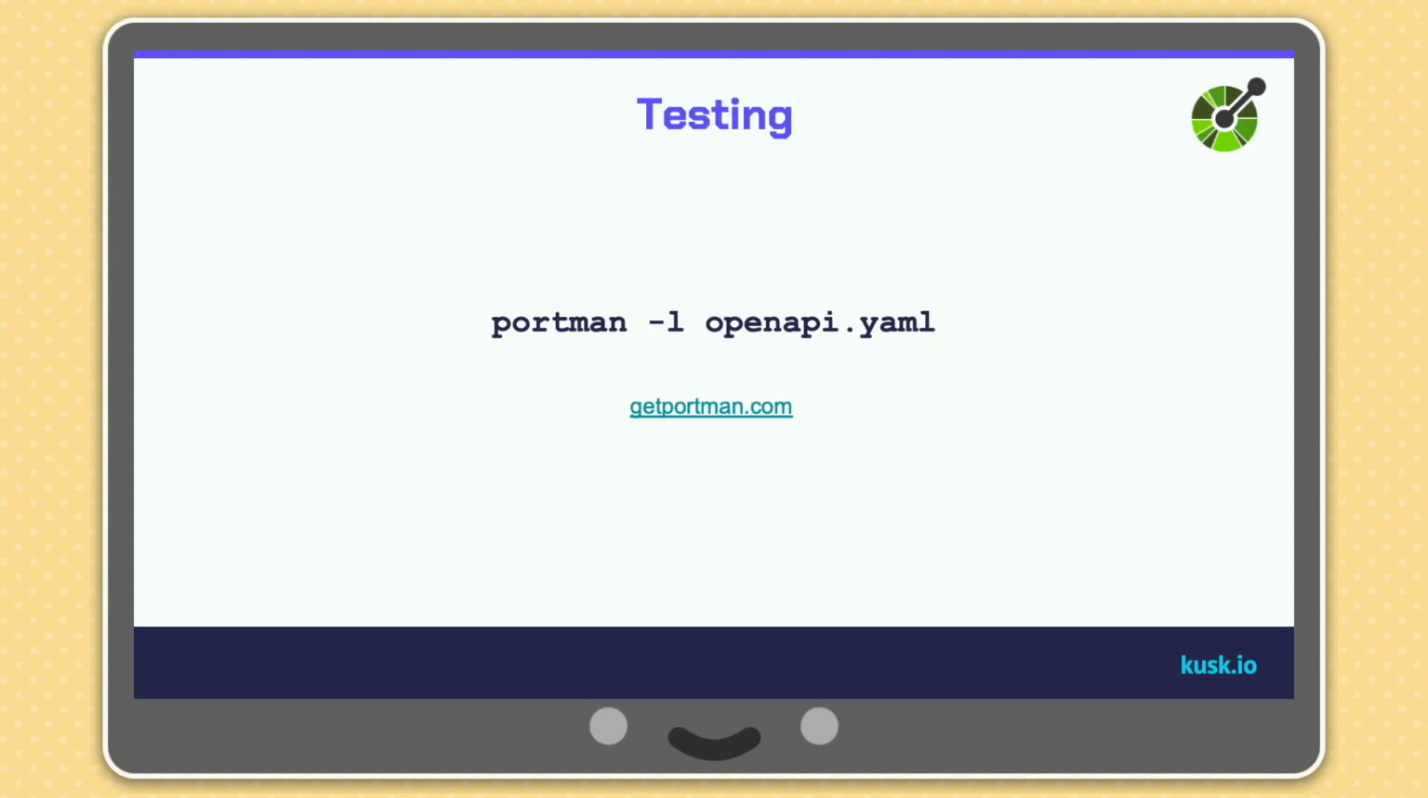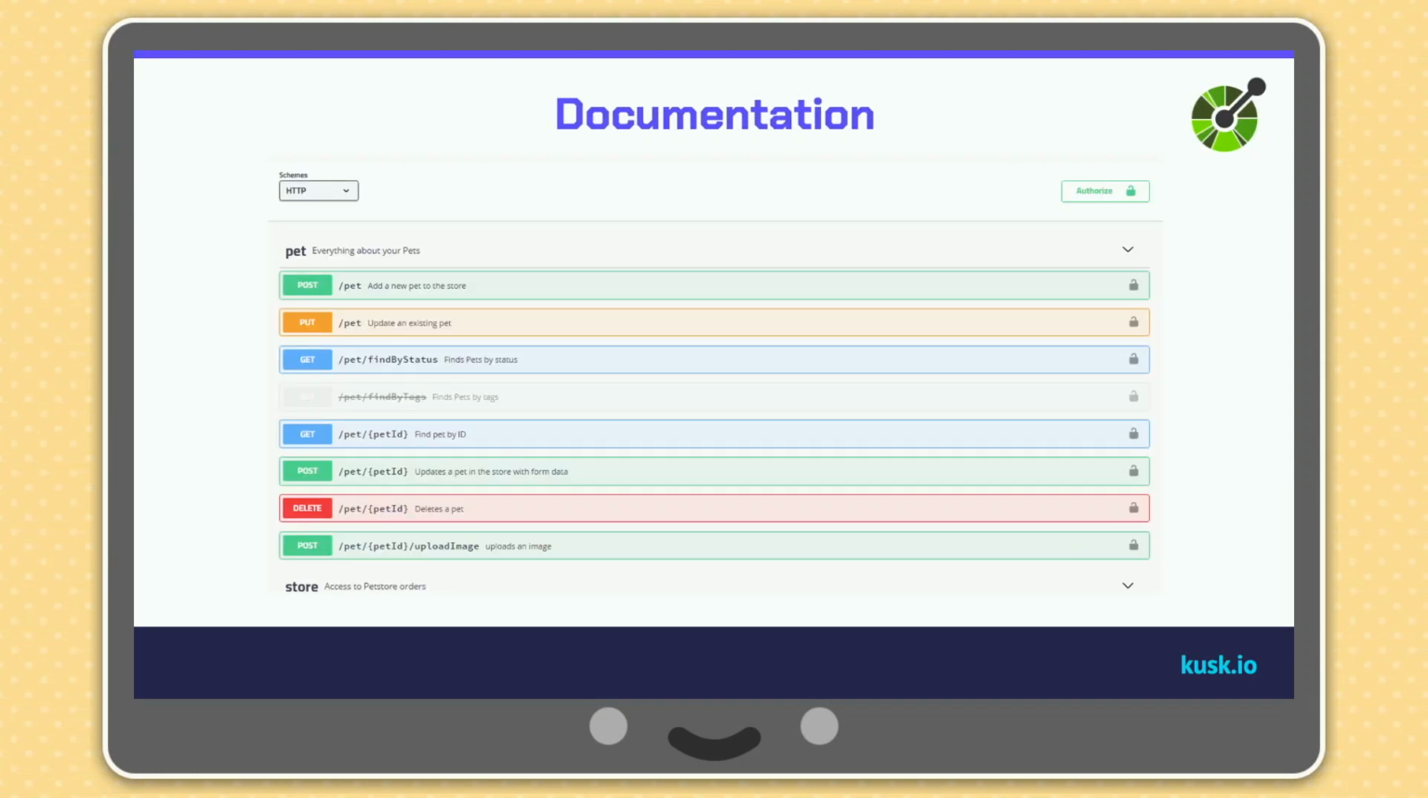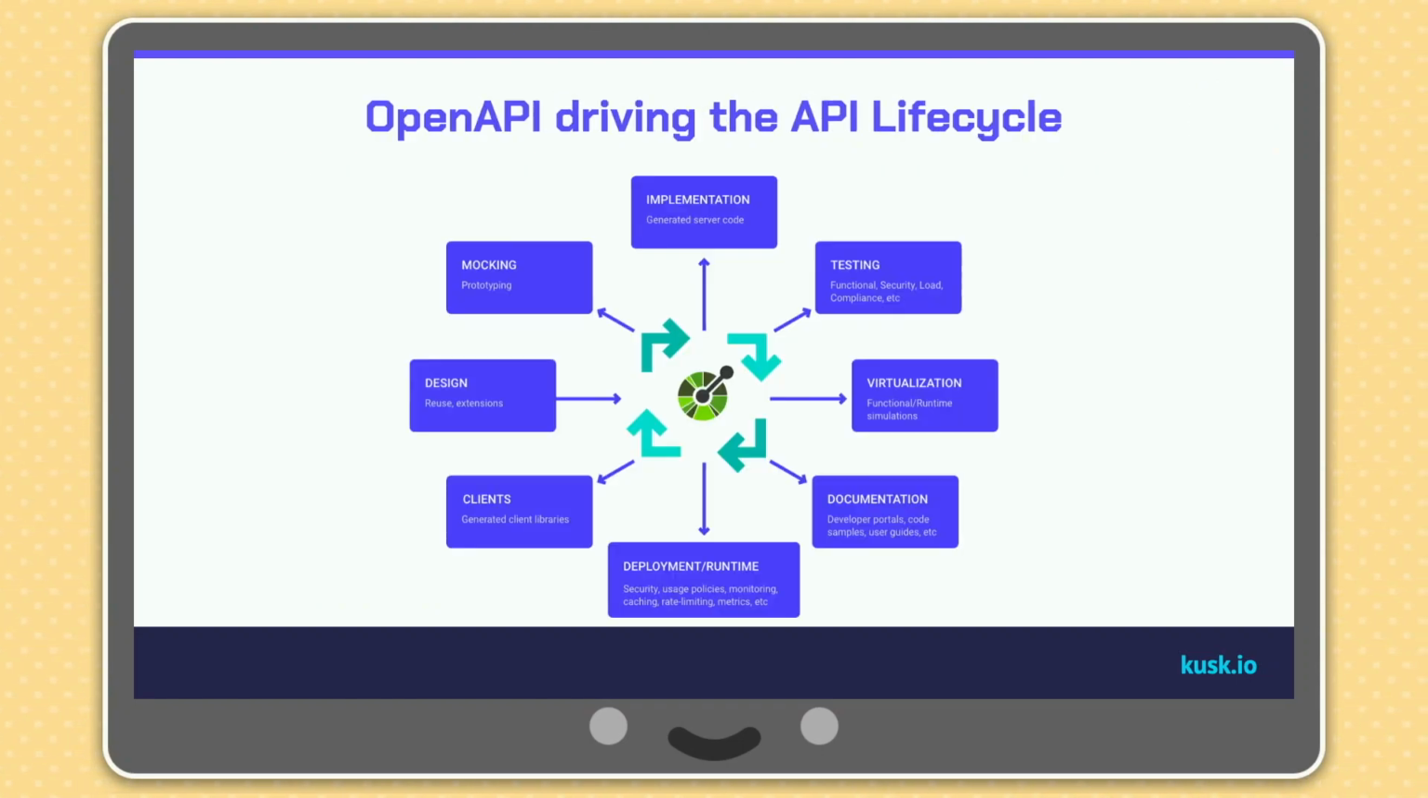working as expected. And finally, the most famous use of OpenAPI is just generating documentation or developer portals as well, where you can not only discover the paths and operations that you can do, but also play with the API and do stuff before even starting to use it. And this really boils down to what we like to call the OpenAPI driving the API lifecycle.